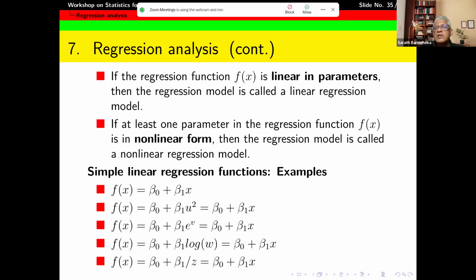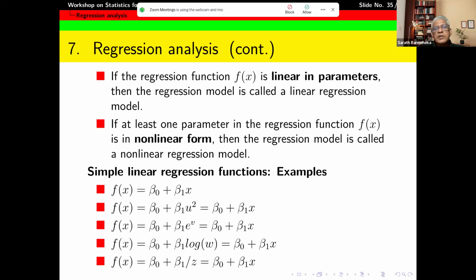So it is not necessarily a straight line, right? When you have one variable, it may be even a curve. For example, y is equal to beta naught plus beta 1 x square, right? So that is a quadratic function in terms of x, but it is a linear function in terms of the parameters. So therefore, we call it a linear regression model. I'll give some examples, as I have shown here.